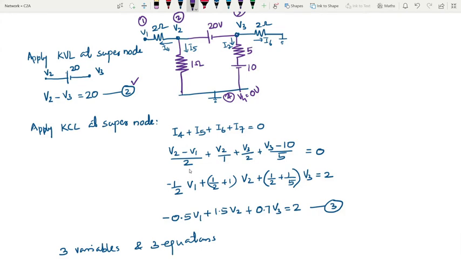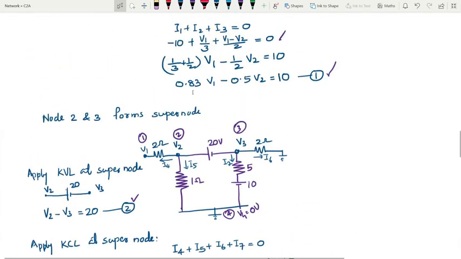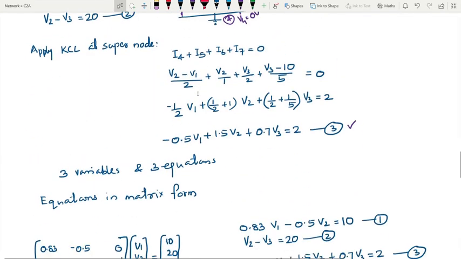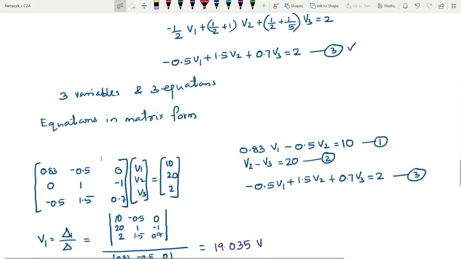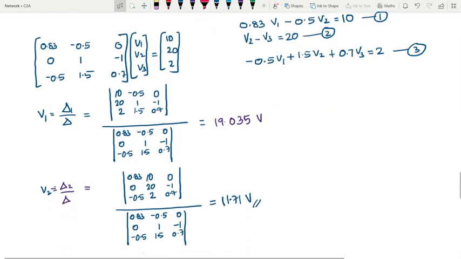Just like in the earlier case, when we separate the coefficients of V1, V2, V3 and move the constant to the other side, we can obtain the third equation as minus 0.5 V1 plus 1.5 V2 plus 0.7 V3, which is equal to 2. Let it be equation number 3. Here we got 3 equations and 3 unknowns, so we can easily solve them. We can represent these 3 equations in matrix form like this: V1, V2 and V3.